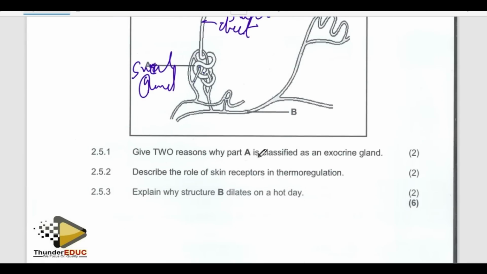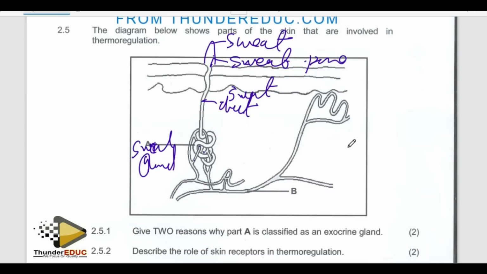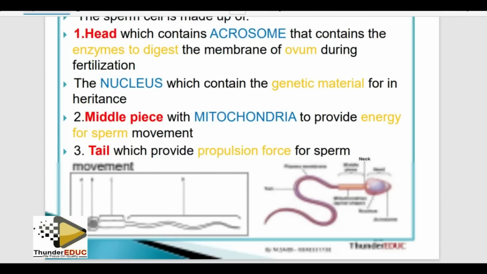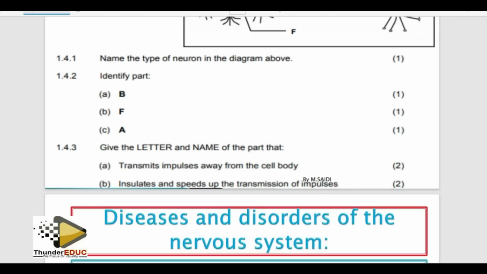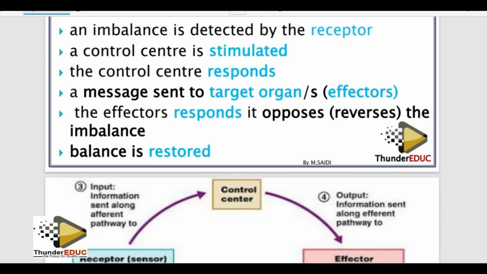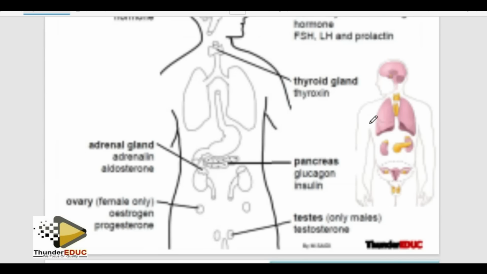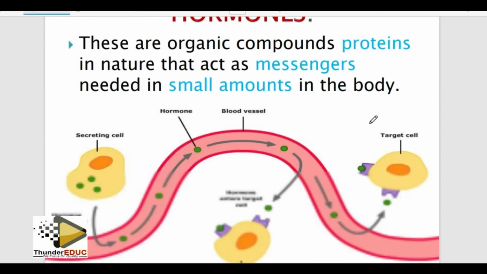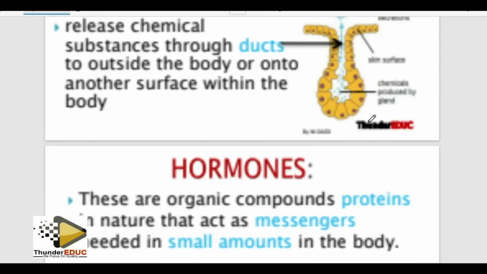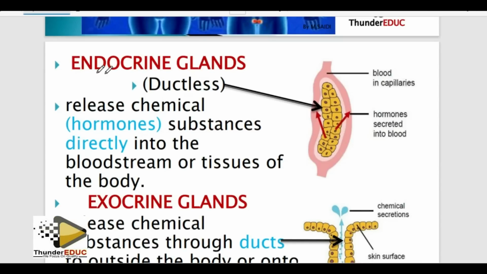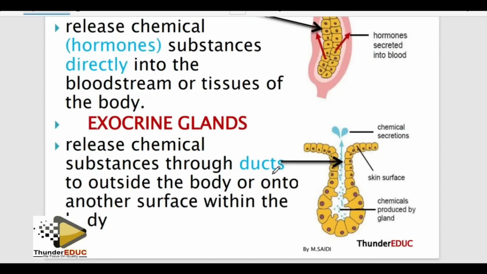Give 2 reasons why A is classified as exocrine. First of all, exocrine glands have ducts. We call them duct glands. That's what I said here in the distinction material, that we call them exocrine because they have what we call the duct. They are duct glands. Exocrine glands, we call them duct glands. Endocrine glands, we call them ductless glands. And then these exocrine glands, we call them duct glands.